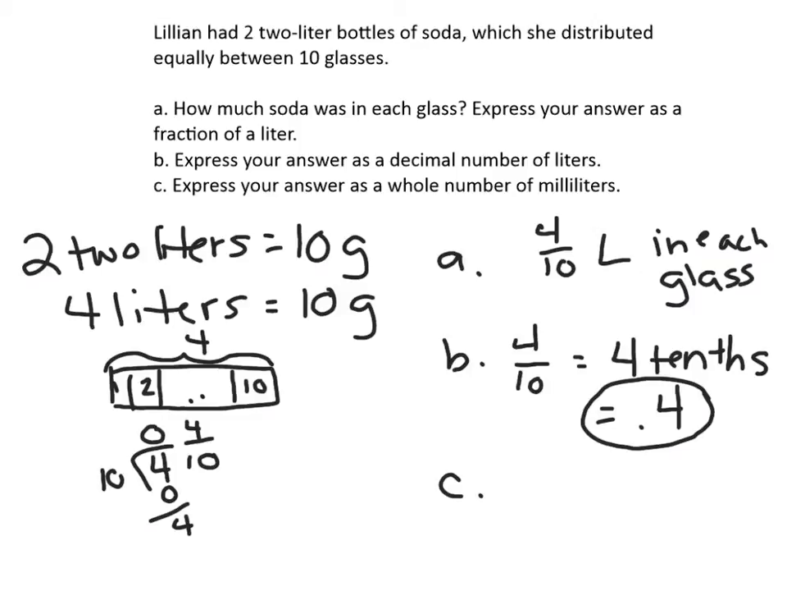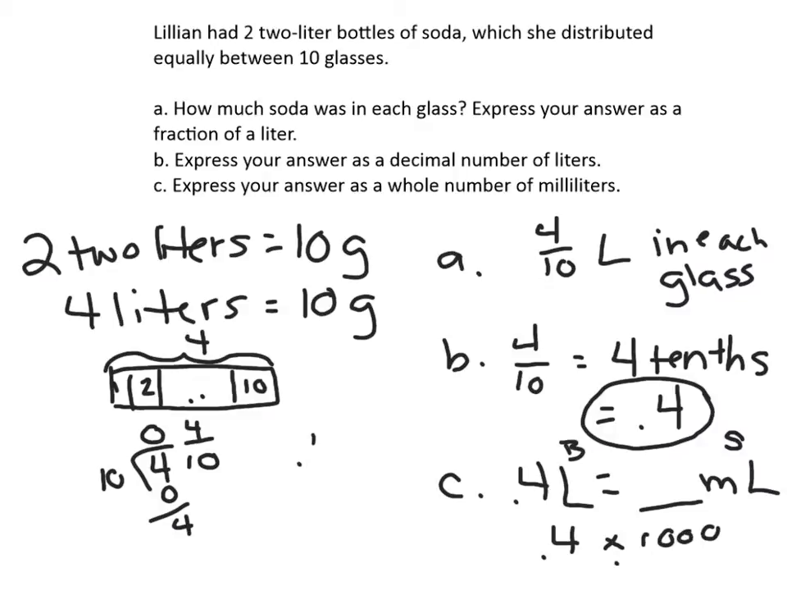My answer for C, it says express your answer as a whole number of milliliters. Well, we have 4/10 liters equals blank milliliters. I know that liters is big and milliliters is small, so we're going from big to small, which means I'm going to multiply. Now, how many milliliters is in a liter? I know my answer is 1,000. So I need to take 0.4 and multiply it by 1,000 by moving my decimal. And the answer is 400 milliliters in each glass.